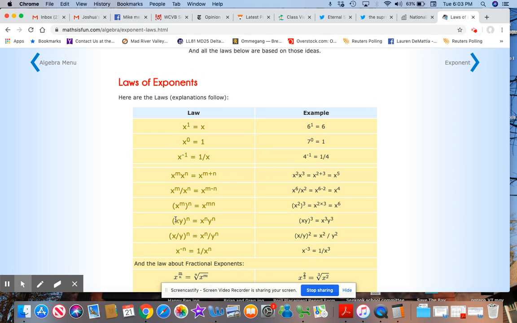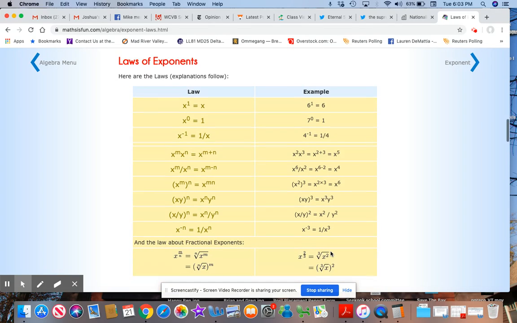And when you do xy to the nth, it's x to the nth times y to the nth. So you distribute the exponent outside the parentheses to the two numbers inside the parentheses. And then the same thing here, you distribute n to the x and n to the y. Now it's just division. And then x to the negative n is 1 over x to the n. So x to the negative first is 1 over x. If it's x to the negative 5th, it's 1 over x to the 5th. Here, x to the negative third is 1 over x to the third.